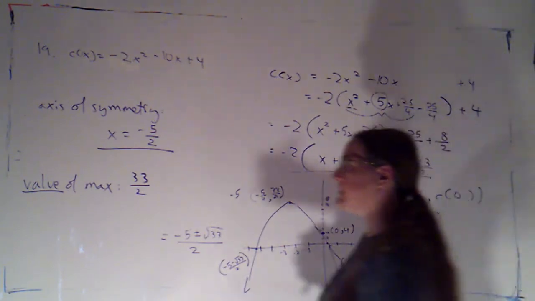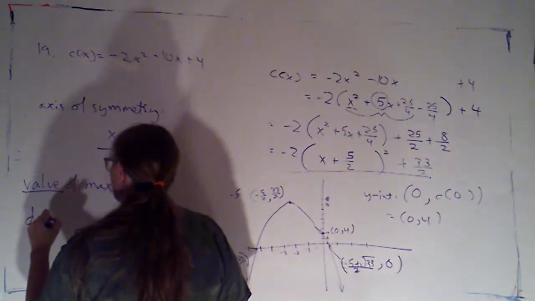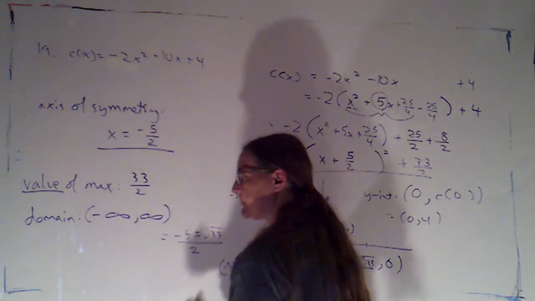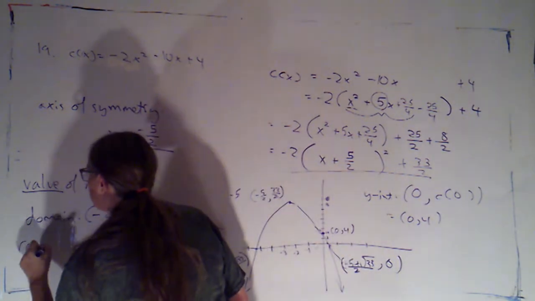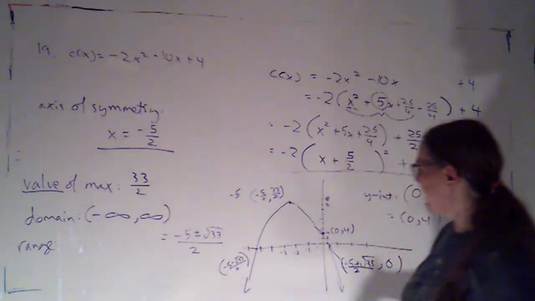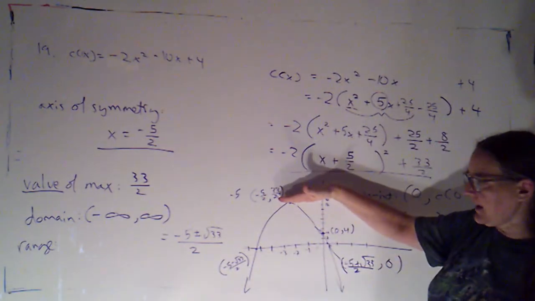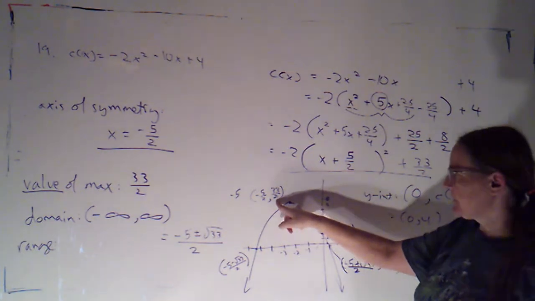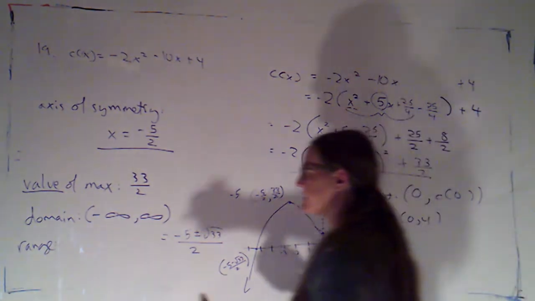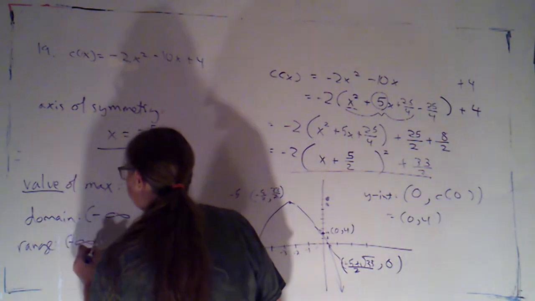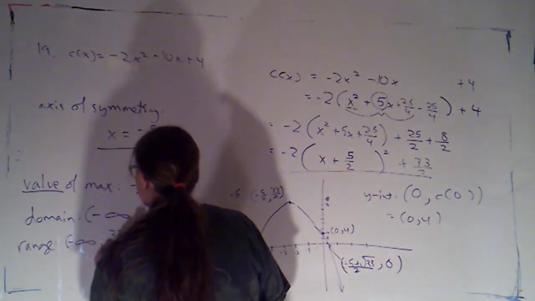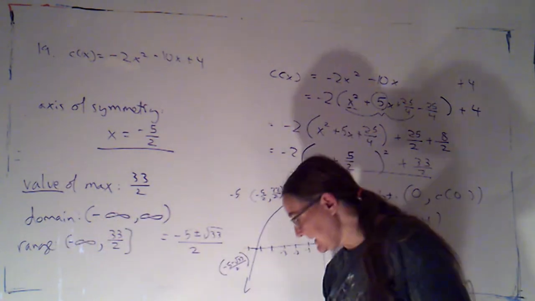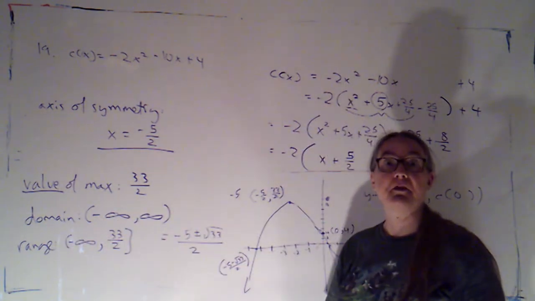And we were asked to find the domain, which is automatically just going to be negative infinity to infinity. And then the range, that's my y values, and I can see that's everything at and below that maximum value. So, listing from smallest to biggest, that would be negative infinity to 33 halves. Make sure you've got a parenthesis around the negative infinity and a bracket around the 33 halves.